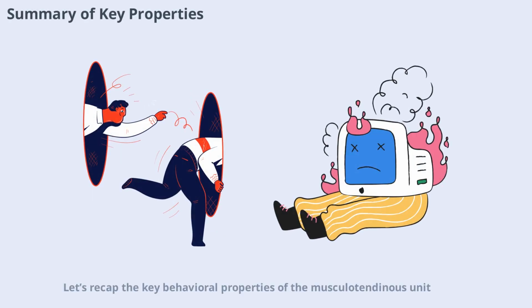Let's recap the key behavioral properties of the musculo-tendinous unit: extensibility, elasticity, irritability, and the ability to develop tension. Each property contributes to the overall function of muscle and tendon, enabling us to move efficiently and safely. Understanding these properties helps us appreciate the complexity of human movement and the importance of maintaining muscle health.